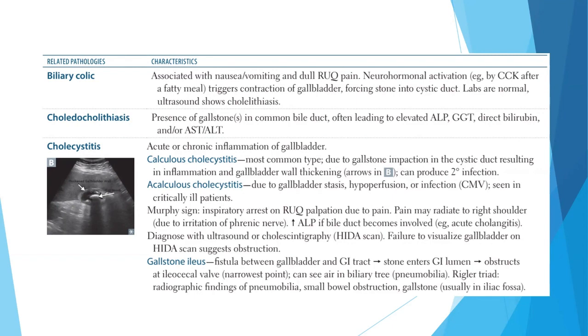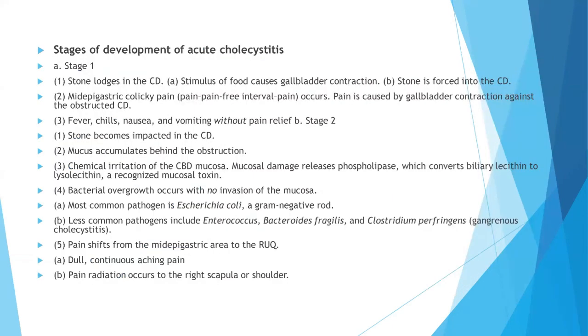pain and constipation. Now, the stages of development of acute cholecystitis. So there are a few stages, like stage 1 and 2, and so on. So we will discuss that. Stage 1 is when the stone lodges in the cystic duct. The stimulus of food causes the gallbladder contraction, and the stone is forced into the cystic duct.